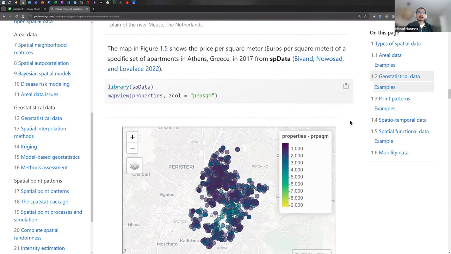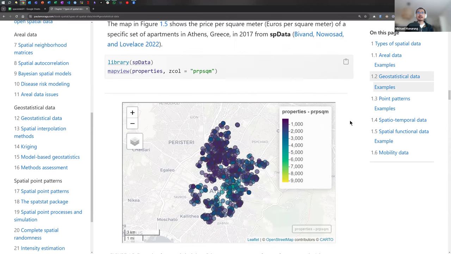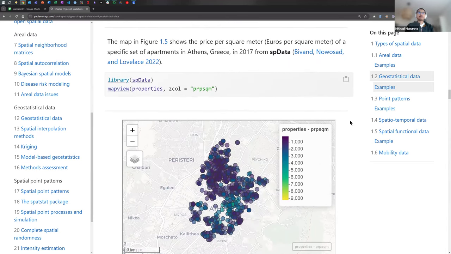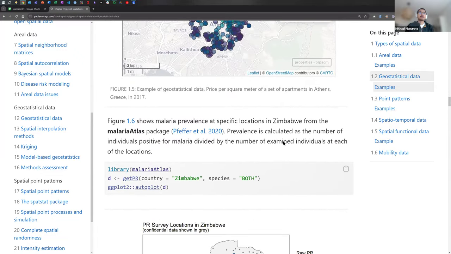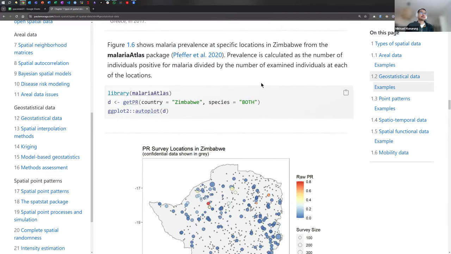And the author also gave this other example on rent prices and malaria prevalence.